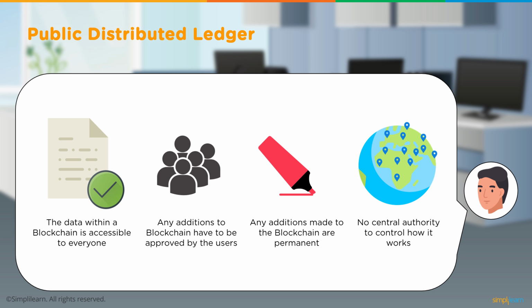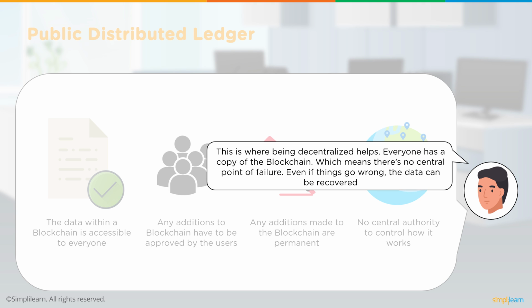And the fourth property: no central authority is controlling the working of this blockchain network. It is a decentralized network. So this is where being decentralized helps. Everyone has a copy of the blockchain, which means there is no central point of failure. There is a single source of truth. Even if things go wrong, the data can be recovered. If one node goes wrong, the data can be recovered from other nodes.